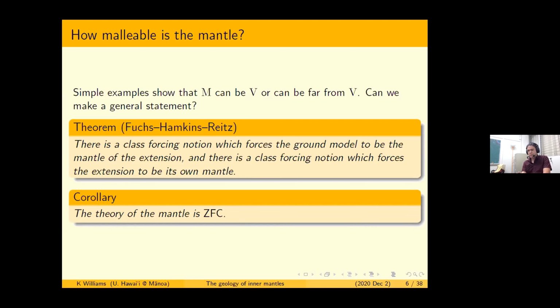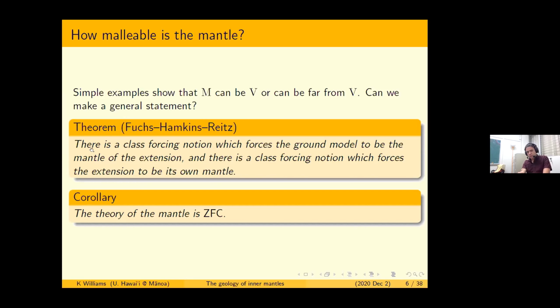So you can think about this in comparison to HOD. You can force the extension to be its own HOD, and you can force the extension's HOD to be your ground model by class forcing. Okay. Note, of course, this has to be a class forcing notion. If it was set forcing, we couldn't change the mantle at all.